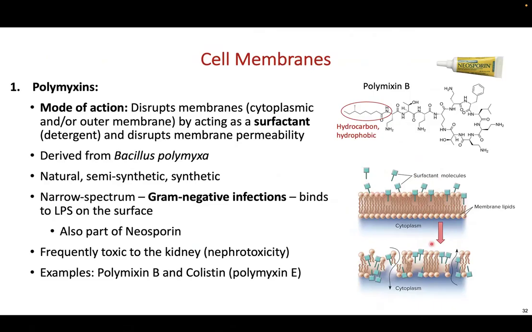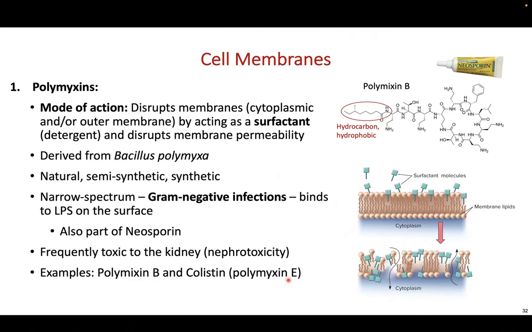And then when you have this class of antibiotics on the bacterial cell, it basically destroys it. It breaks down the cell membrane into pieces, allowing stuff to enter the bacterial cell and other things to leave it, leading to cell death. This class of antibiotic is derived from Bacillus polymyxa, and we have the natural, semi-synthetic, and synthetic forms. It has a narrow spectrum, targeting more gram-negative infections, binds to the LPS on the cell membrane, and is also part of Neosporin.